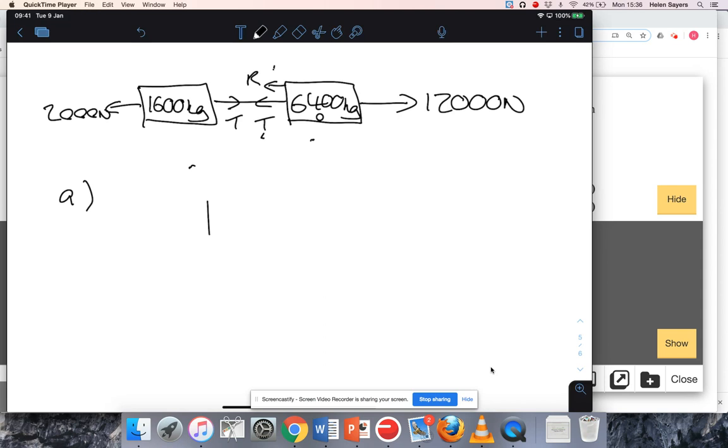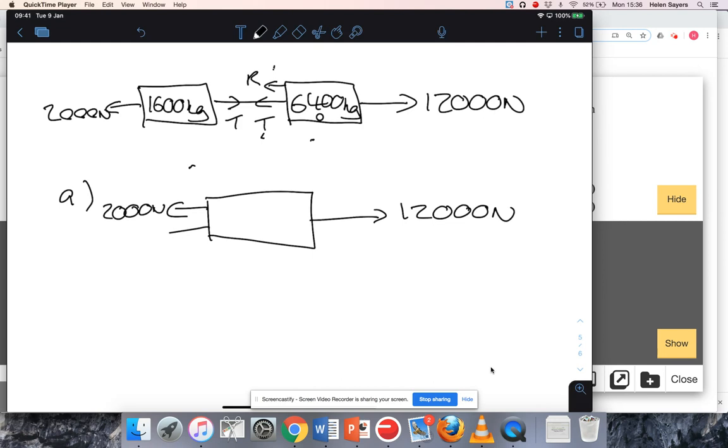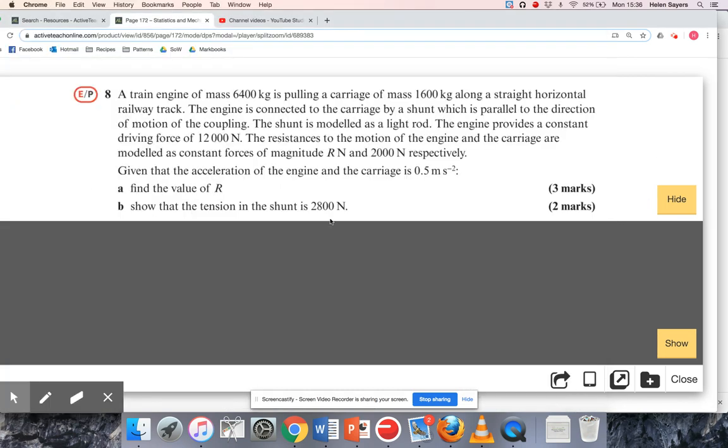So I'm going to combine the whole thing as a single body with 12,000 Newton force pulling it along, and 2,000 Newton and R Newton forces holding it back. And I don't need to worry about tension because they are equal and opposite, so they will cancel each other out. I will need to add the two masses together though, and altogether that is an 8,000 kilogram train. And I know that it's accelerating at 0.5 meters a second squared.